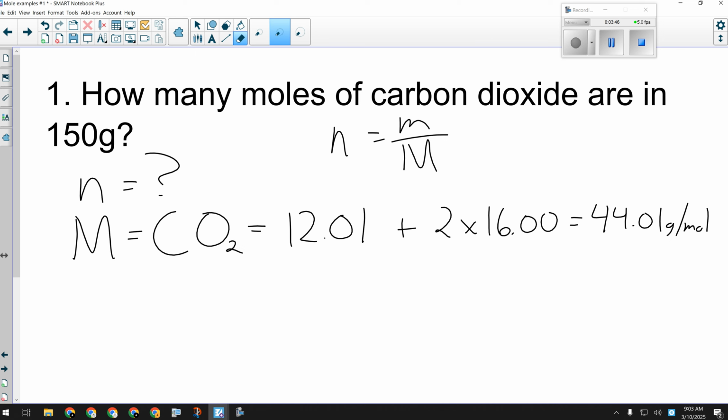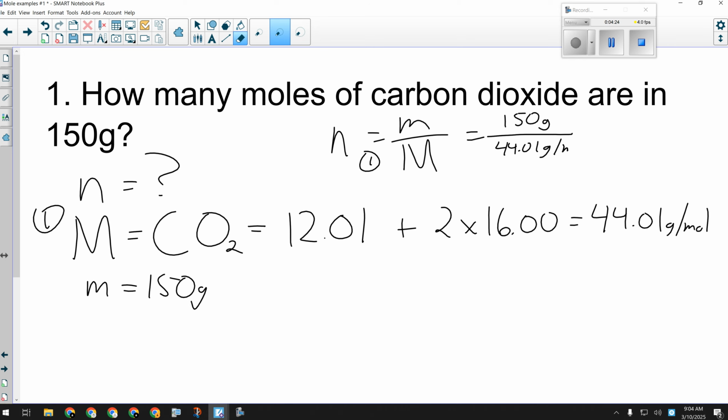The last thing they tell me is I have 150 grams of carbon dioxide. So they give me little m, 150 grams. I need to get n, and my equation is already set up to calculate that. All I have to do is plug in 150 for little m and 44.01 for big M. So 150 grams divided by 44.01 grams per mole. What's going to happen to the grams when I do this division? They cancel each other, and I'm left with moles, which is what I'm looking for.